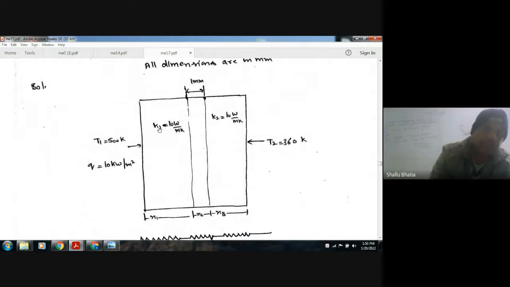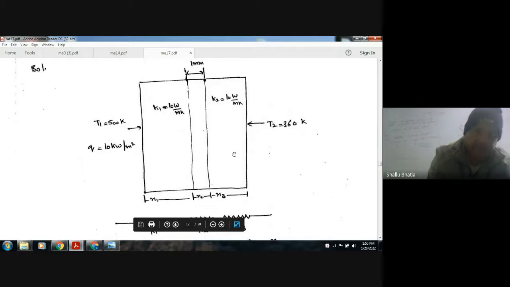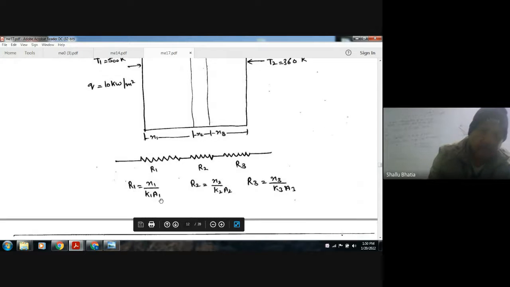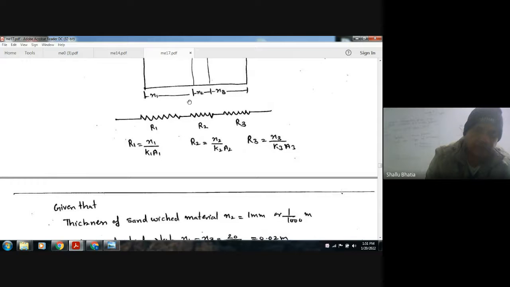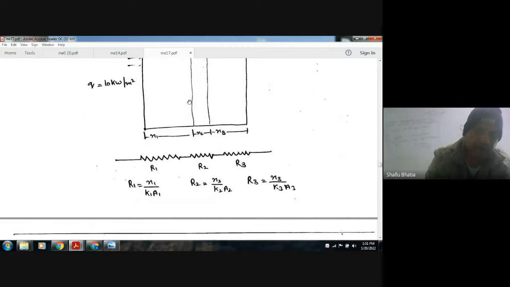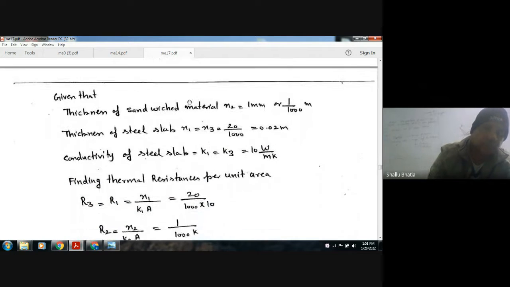So drawing its resistance diagram, all these are in series: the two slabs and one sandwich. So resistances are in series. The resistance for the first is x1 divided by K1 A1, for the second x2 by K2 A2, and for the third x3 by K3 A3. This conductivity is K and the other conductivities are 10. Taking unit area, A1 is equal to A2 is equal to A3. So R1 will be x1 by k1, R2 will be x2 by k2, and R3 will be x3 by k3. So x1 is 20 mm, x2 is 1 mm, and x3 is again 20 mm.